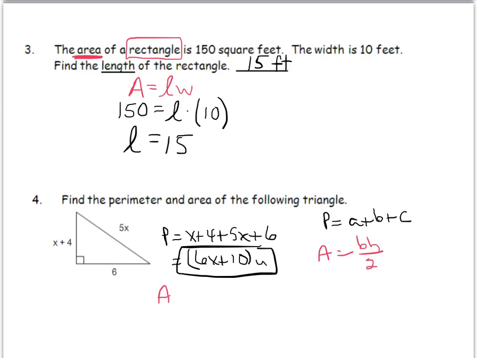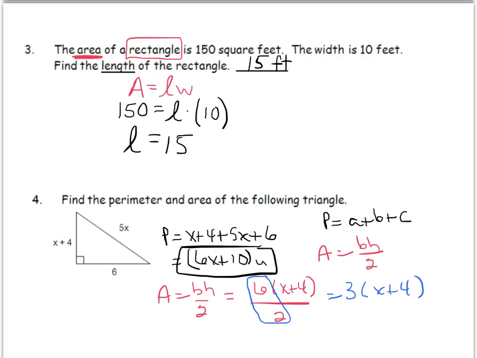So let's put in our formula, base times height over 2. Plug in the pieces we know. 6 for the base. The height is x plus 4. And we're going to divide it by 2. Now you could do this a couple different ways. You can distribute your 6 and then divide each part by 2. Or you can reduce the 6 over 2, making it 3 times x plus 4, leaving you with 3x plus 12. And then because this is area, this would be units squared.